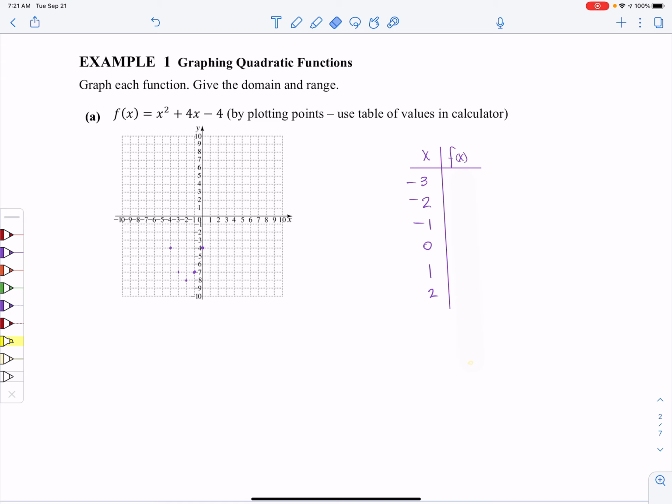I didn't choose every single value there, but taking my table of values, we're going to graph what we have. And I've already marked mine out.